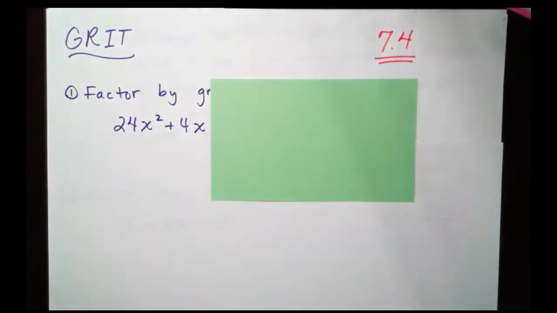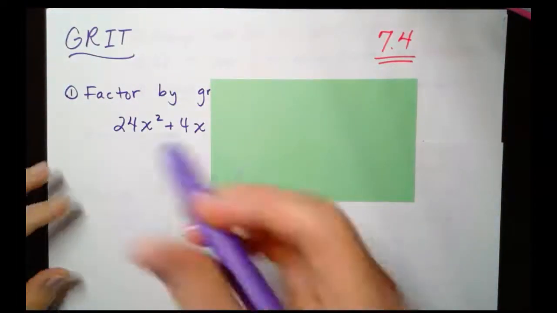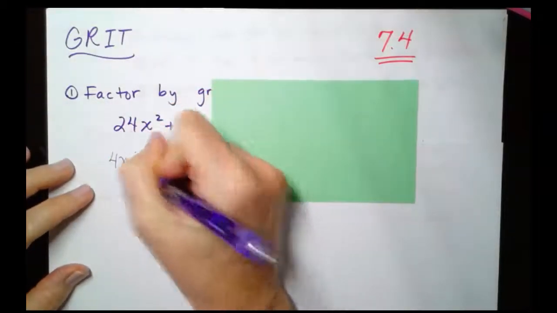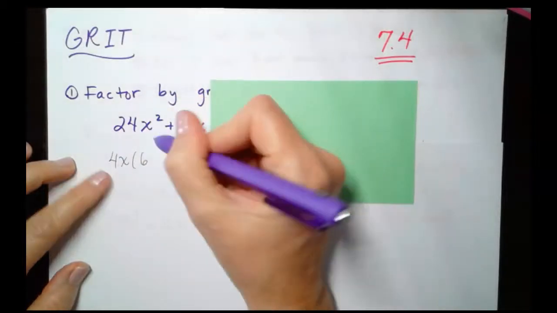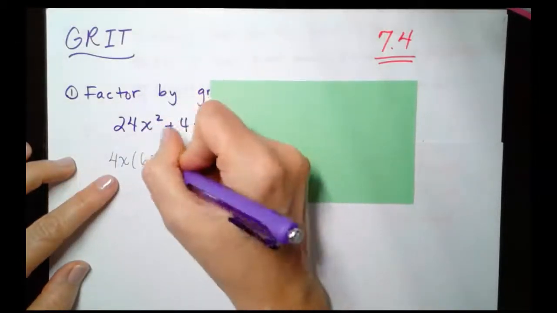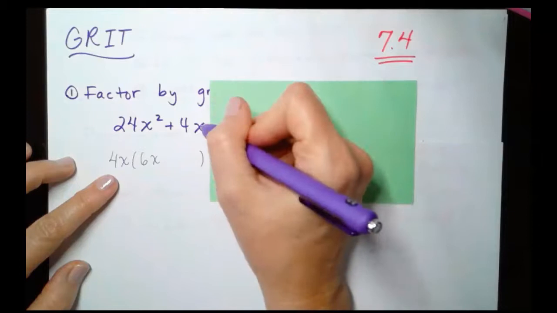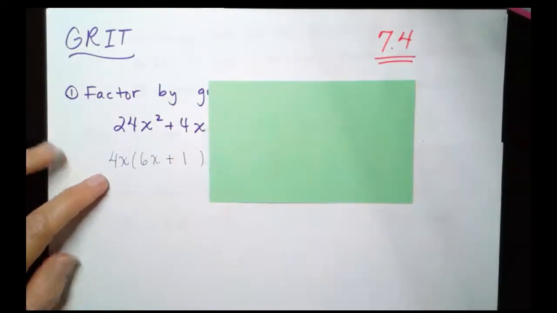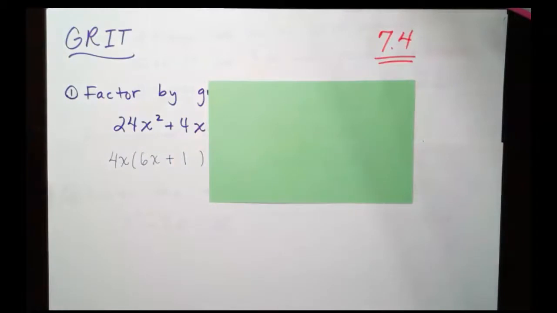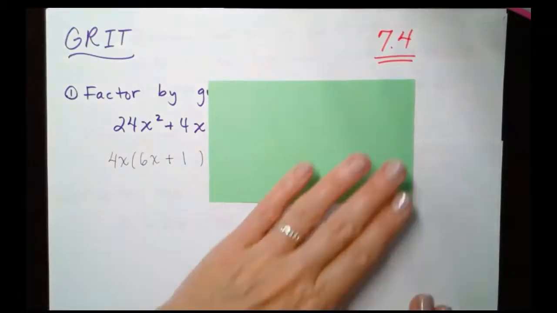The greatest common factor of 24x squared and 4x is 4x. Take it out. 24 divided by 4 is 6. X squared divided by x is x. 4x divided by 4x is 1. You must put the 1. It has to hold the place.